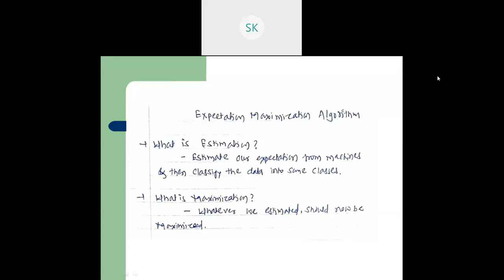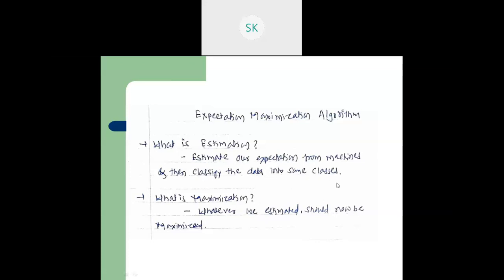The next topic, unit number 5, is the expectation maximization algorithm. Before starting with expectation maximization, first we'll see what estimation is. Estimation with respect to machine learning is what we are expecting from these machines, and then classifying the data into some classes.